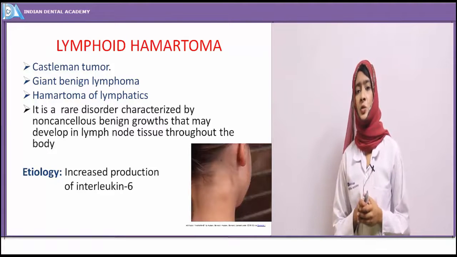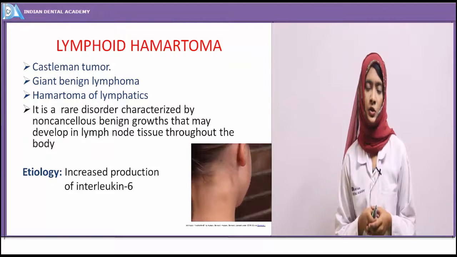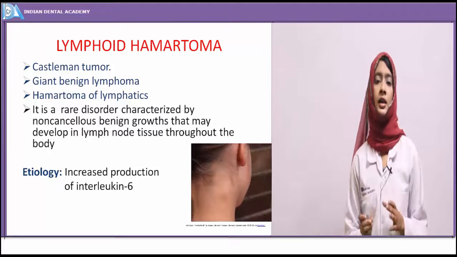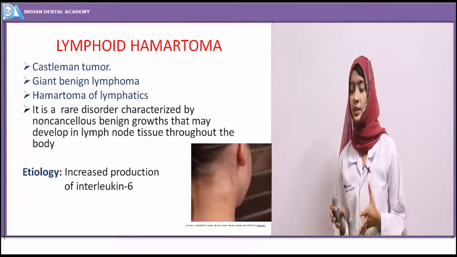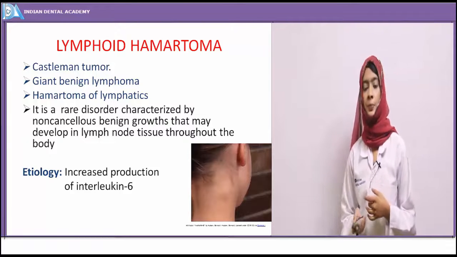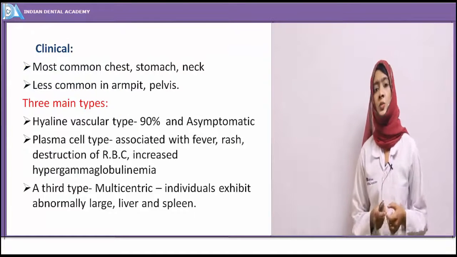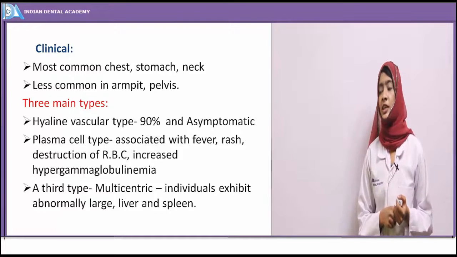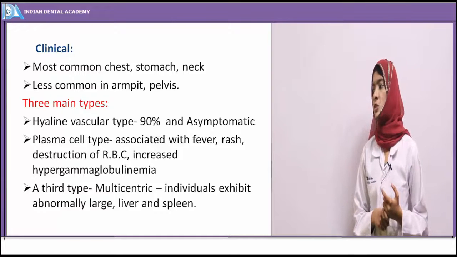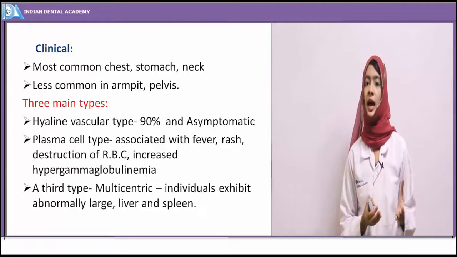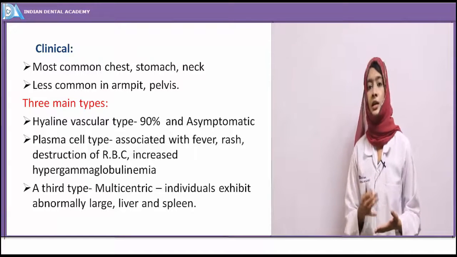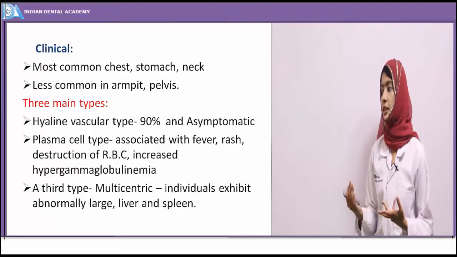The etiology of Castleman's tumor is increased production of interleukin 6. Interleukin 6 is normally produced in the lymphoid tissue. It is just a normal thing, but increased production leads to this hyperplasia or hamartoma. Castleman's tumor is of two types actually: hyaline vascular type and plasma cell type. Most commonly it is seen in the chest, stomach and neck. These are just the common places where lymphoid tissue is present. Less commonly it is seen in the armpits and the pelvis.